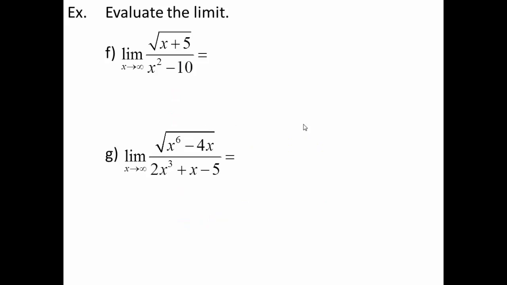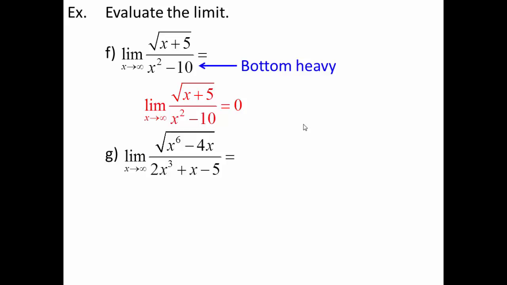All right, why don't you give these a try? Pause here, play when you're ready. All right, hopefully as we're going through them a little bit deeper, we're realizing that we can simply answer these questions by observation. The adding, subtracting, as we go to infinity, don't really matter. I have a square root over x squared. X squared is heavier than a square root. Therefore, bottom heavy, answer is 0.